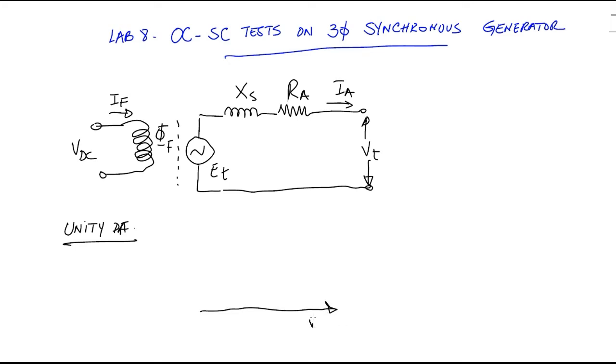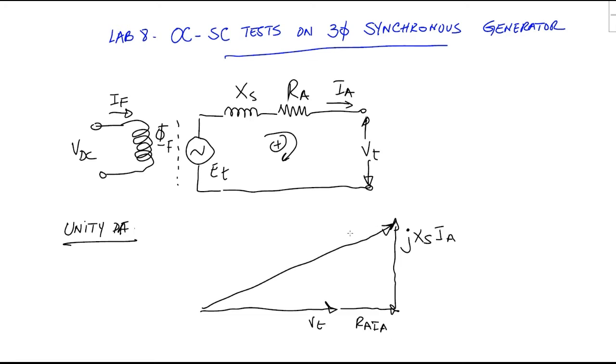So we have VT. If we use KVL in this loop here, VT plus RA IA and plus the voltage drop across the reactance, JXSIA. The resultant voltage ET will be represented here. Of course, the current is in phase, that's the unity power factor. So this is IA here.